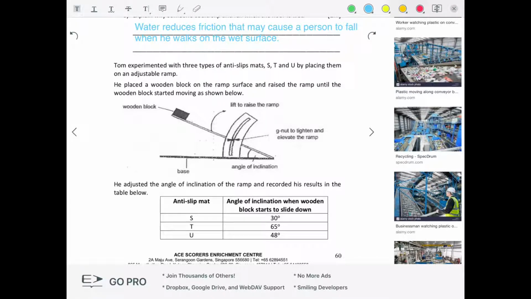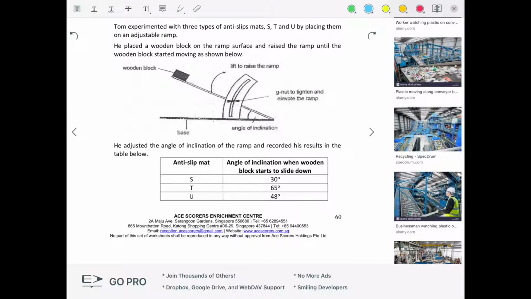By now, can you see that this is a common thing? Right, very common. You elevate the thing. What's going to happen is that the higher the angle, can you see that? The higher the angle, the easier it is for the wooden block to slide down. Okay, this thing inclines, then this thing will slide down. Okay, so we see some data over here. So this is the angle at which it starts to slide down.